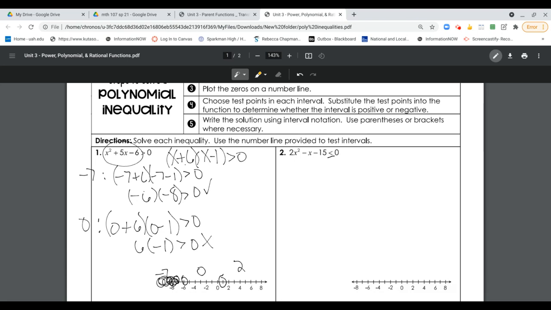So now I'm going to do my last test point, which is over here in this area. So I'm going to try 2. So that's 2 plus 6 times 2 minus 1, which is greater than 0. So that's 8 times 1, and 8 times 1 is indeed greater than 0. So I can shade all of these numbers.